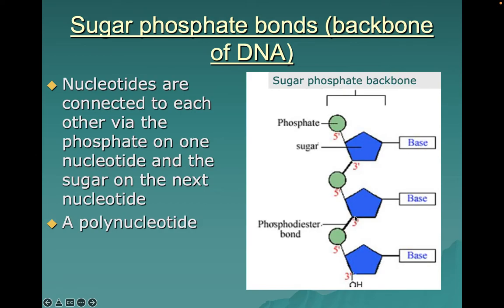The name of the bond between sugar and phosphate is the phosphodiester bond, which you might want to write down somewhere. You don't have to memorize it, just be aware that that's the name of the bond, and it's a type of covalent bond.